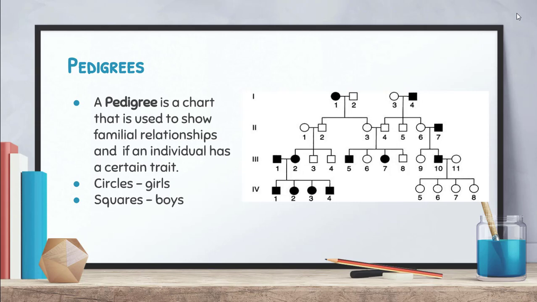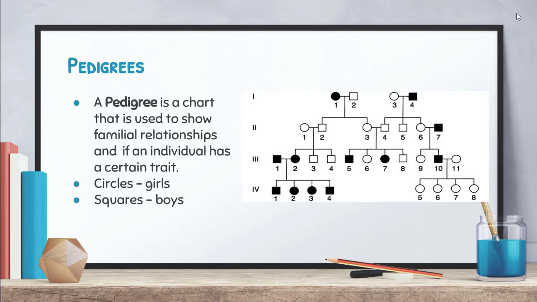Now, we have a certain key that helps us understand what these pedigrees look like. The circles are girls, and the squares are boys. Depending on how they're shaded in, and the pattern in which they're shaded in, that helps us determine if a trait is dominant or recessive, or if it is autosomal or X-linked. So we'll take a look and understand how we evaluate those.